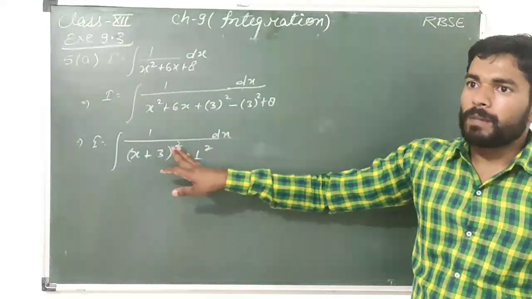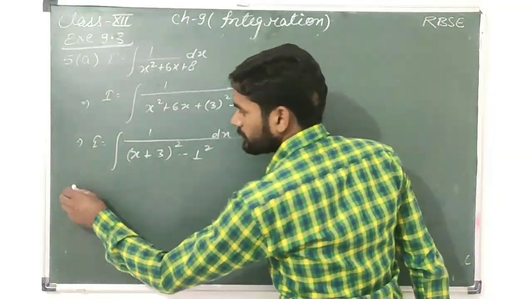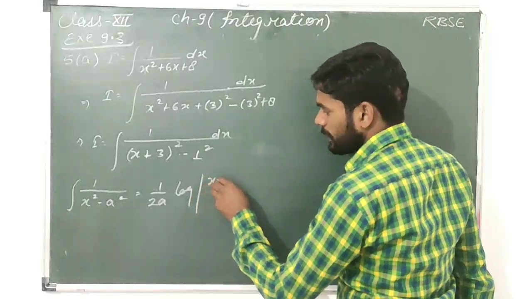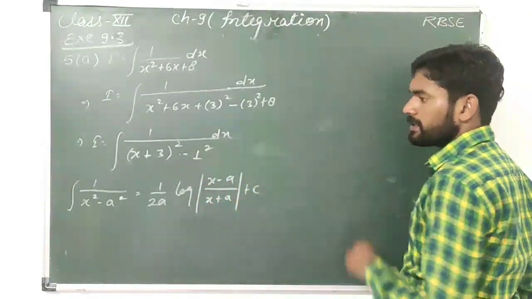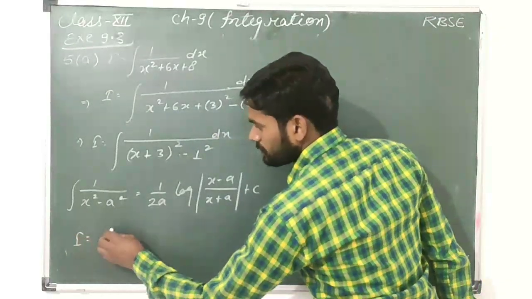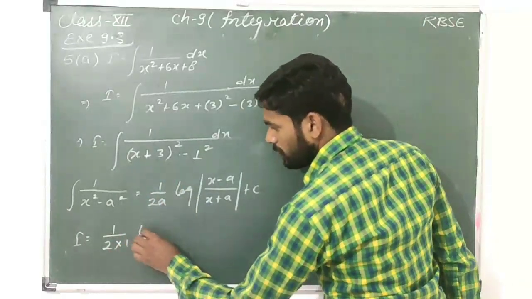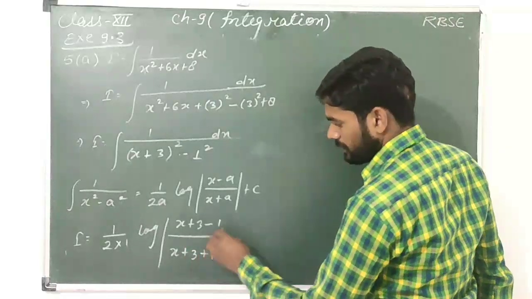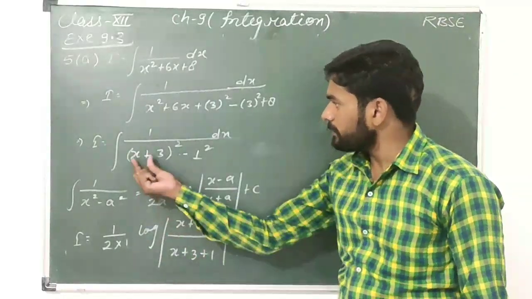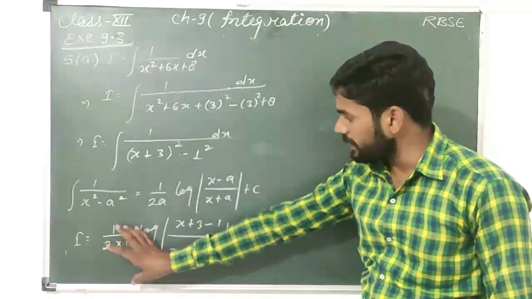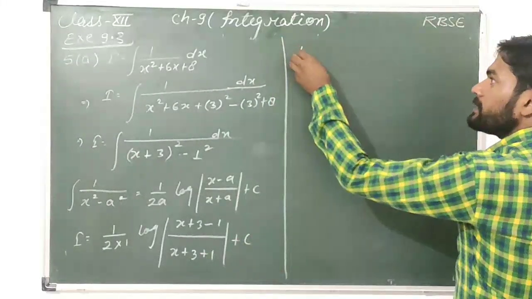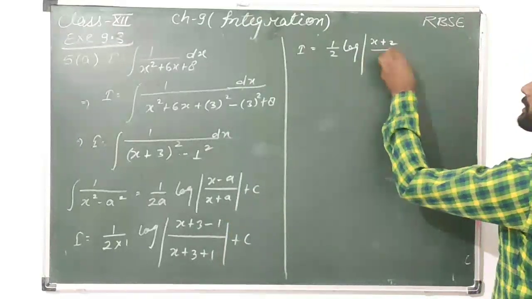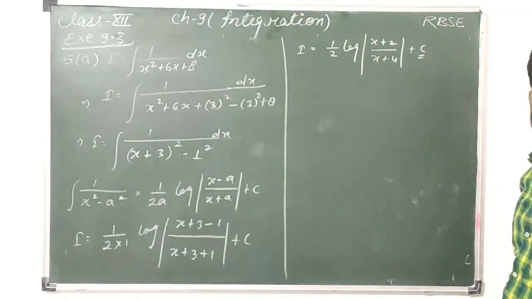Now it is x square minus a square, and x square minus a square is equal to 1 upon 2a log of x minus a upon x plus a. This is guaranteed. So finally, I is equal to 1 upon 2, a is 1, log of x minus 1 upon x plus 3 minus 1. And then divide the whole of the function by the differentiation of this. So what will the differentiation be? 1. Dividing by 1, we have the same value. I is equal to 1 upon 2 log of x plus 2 upon x plus 4 plus c. So it is our answer.